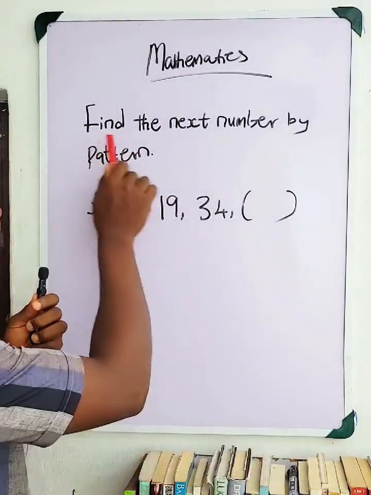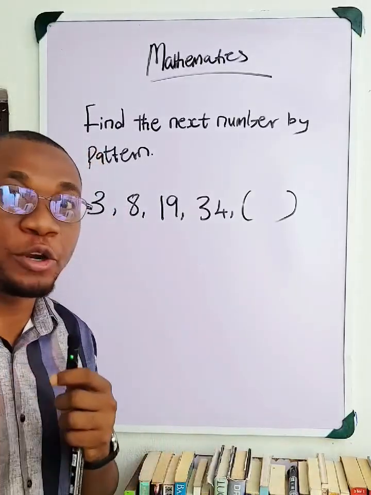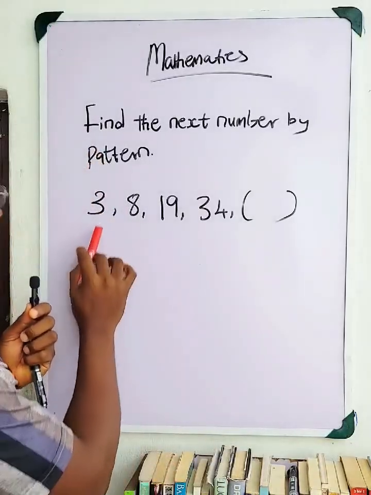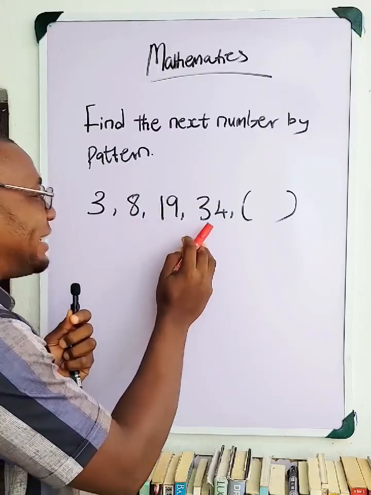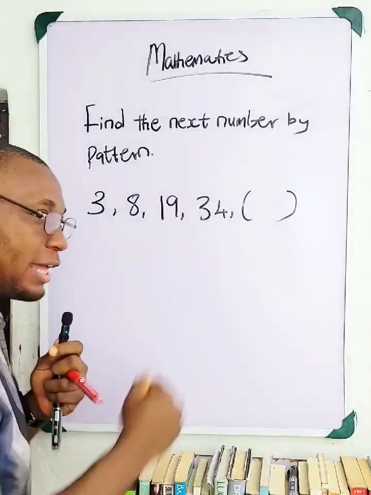Look at the board. Find the next number by pattern. We'll continue with these examples until you grab what we are teaching. We have 3, 8, 19, 34, and what? What is the next number after 34?